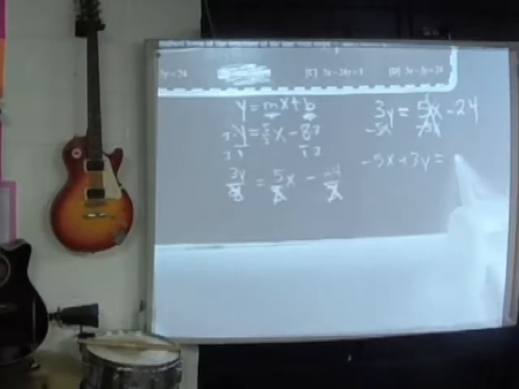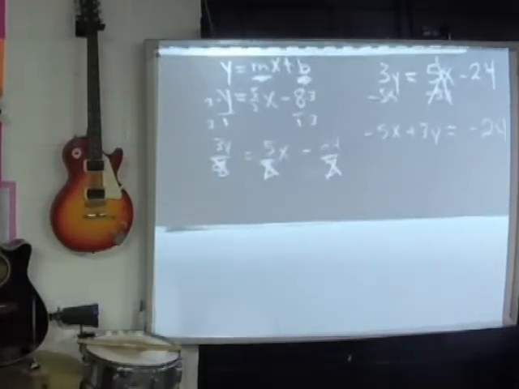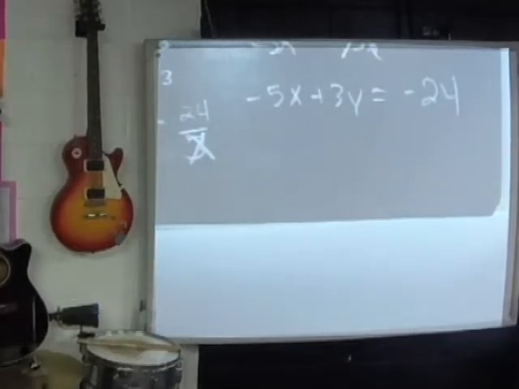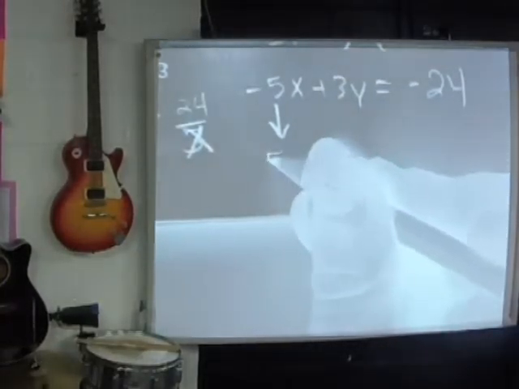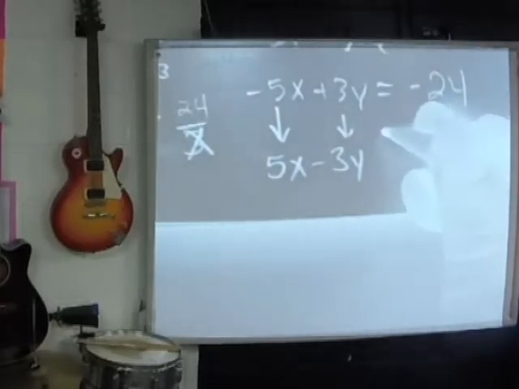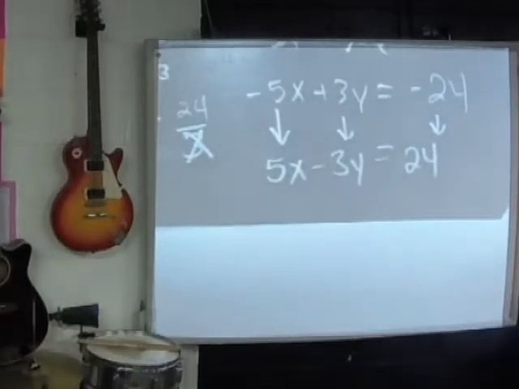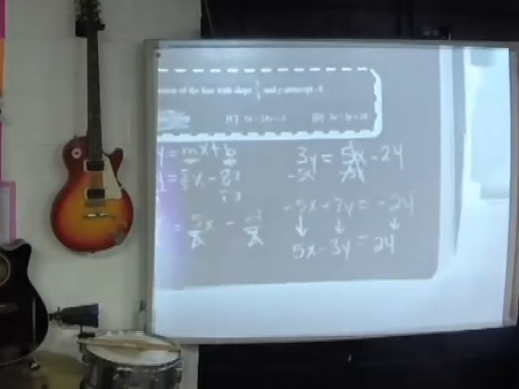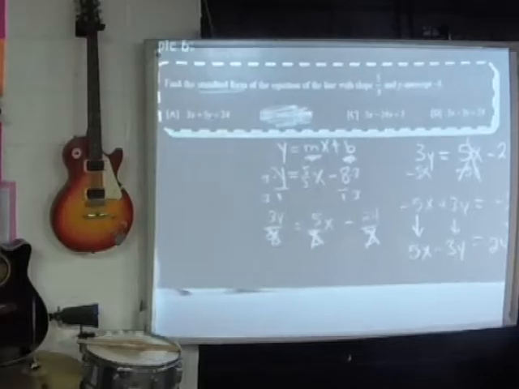Equals negative 24. And you're breaking the other rule. You're breaking the no negative x rule. So we've got to fix that. Basically, if you just swap all three signs, you get 5x minus 3y equals 24. 5x minus 3y equals 24. Where do you see that? D. Just like that.